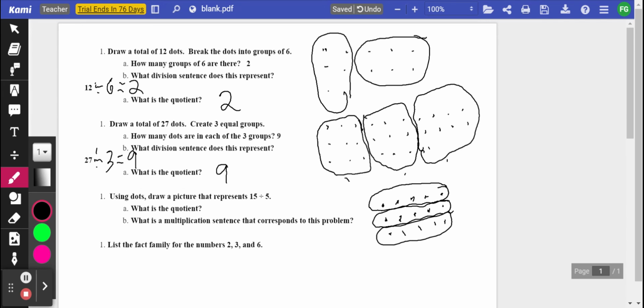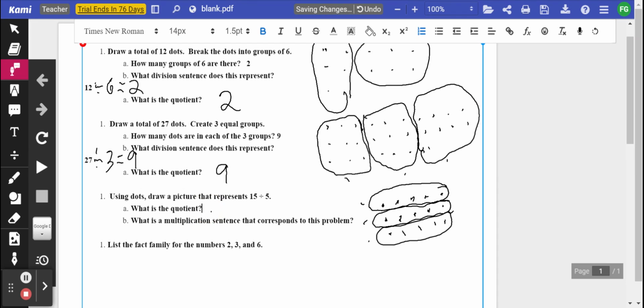Okay, so my question right here is, what is the quotient? So the quotient will be the answer to that. How many groups of 5 are there? Well, there's a group, and there's a group, and there's a group. So that's 3 groups. So I'm going to put 3 right there for my quotient. So 15 divided by 5 is 3.